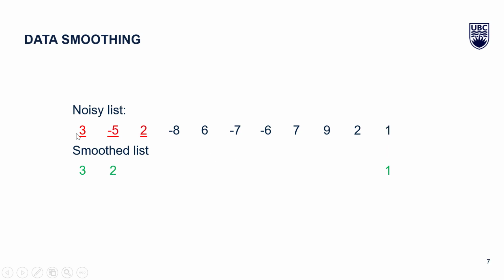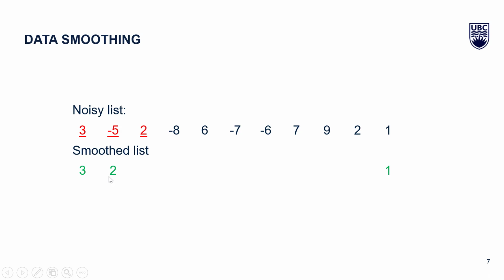After that, we want to do smoothing for the second point. The second point is -5. So we will select the point of interest, which is -5, the point before it, which is 3, and the point after it, which is 2. And we will put them in ascending order. So we will have -5, 2, 3. So the median will be 2, which is the middle number between -5, 2, 3. So 2 is the middle number.